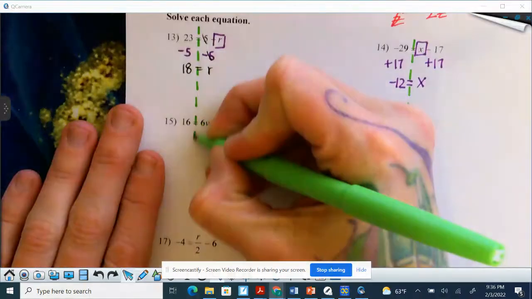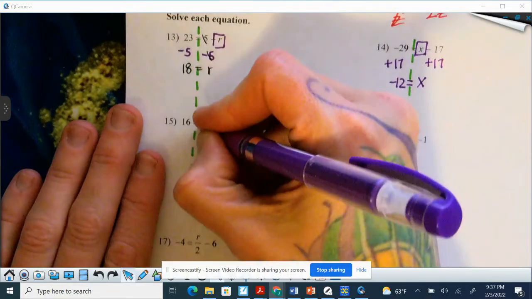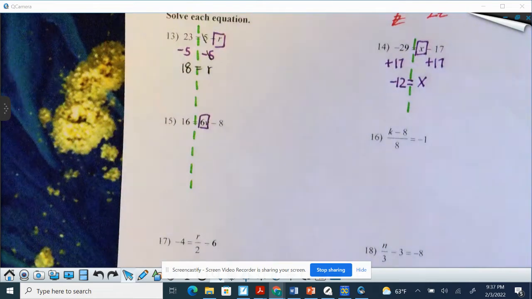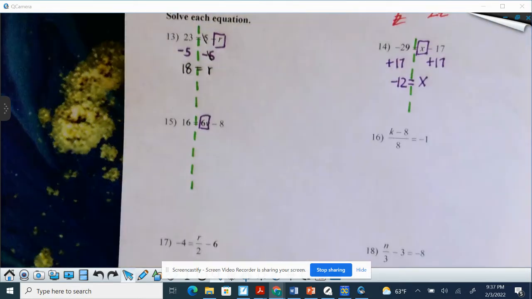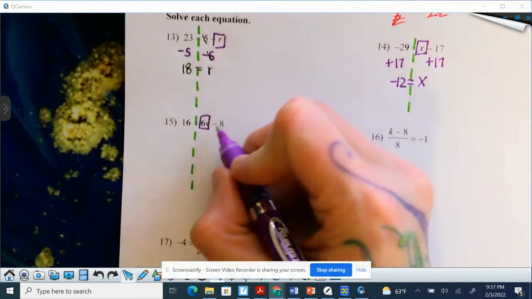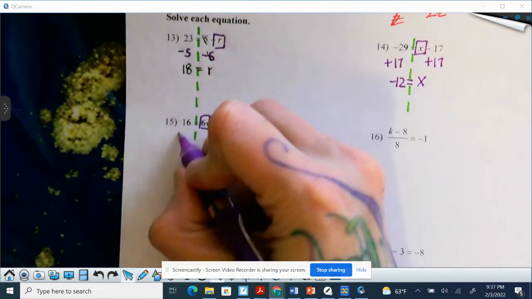Great divide. Variable. First thing I need to move is that 8 away from the variable. Don't move that 16 over there with the variable because you're just making more complicated problems. You want the variable by itself. So minus 8, so it's a negative 8. The inverse of subtraction, or the opposite of a negative, is addition. So we're going to do plus 8.